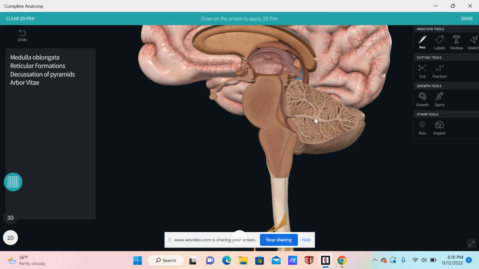This is white matter inside the cerebellum. So you can see that this white matter branches out to form what looks like a white tree inside of the cerebellum. And that white matter in there is called the arbor vitae.